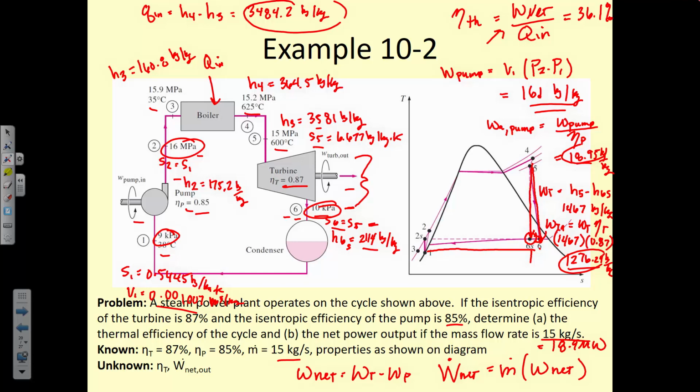And in this case, I didn't calculate it explicitly. I just calculated the isentropic work of the turbine and then multiplied it by the efficiency to figure out what the actual work would be.